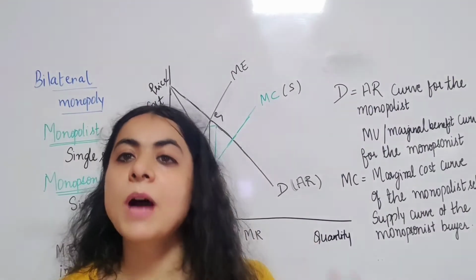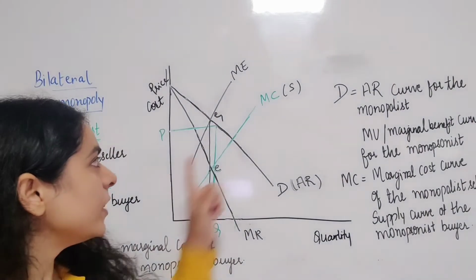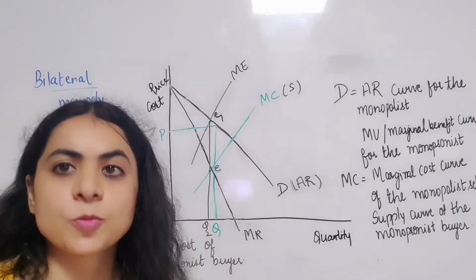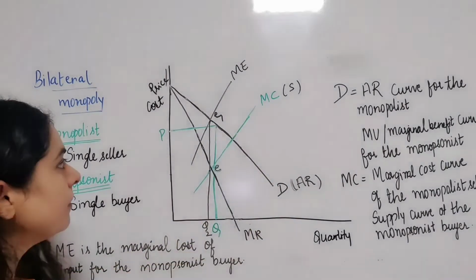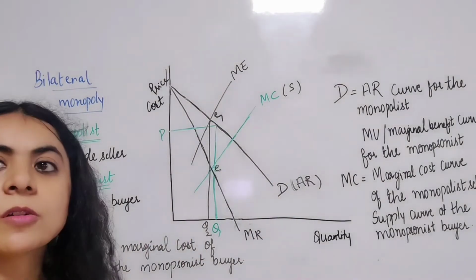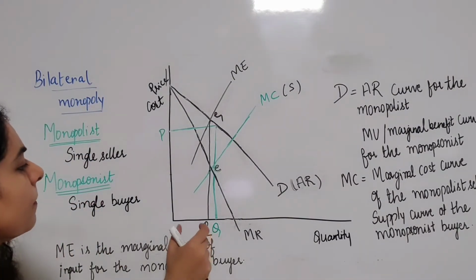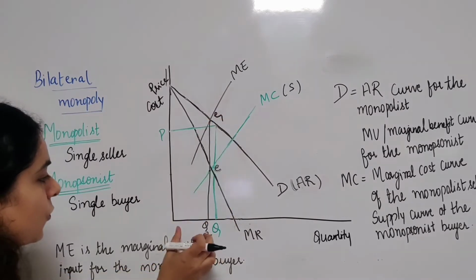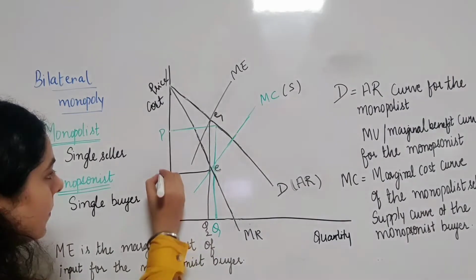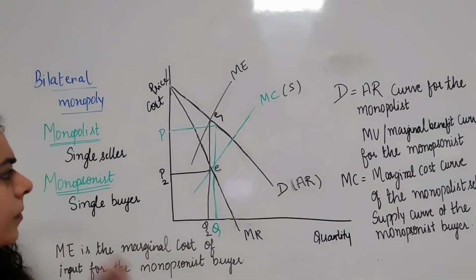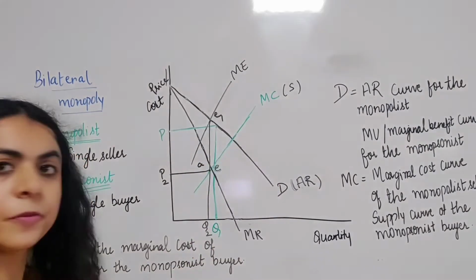ME represents the marginal expenditure curve of the monopsonist. The equilibrium for the profit maximizer monopsonist is determined at point E1 by the intersection of the marginal expenditure curve and the demand curve. The monopsonist would like to buy Q2 units of input at price P2 determined by point A on the supply curve.